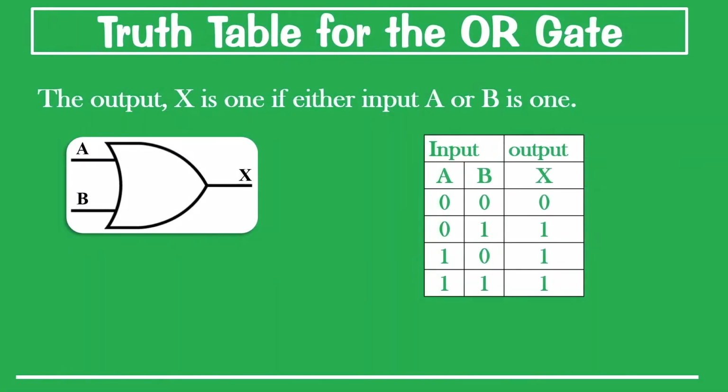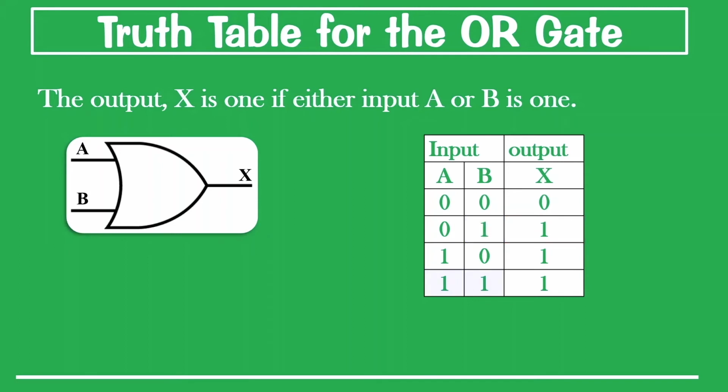That is the OR gate. Now, with the OR gate, at least one input has to be positive, which is 1, to give a positive output, which is 1 or on.